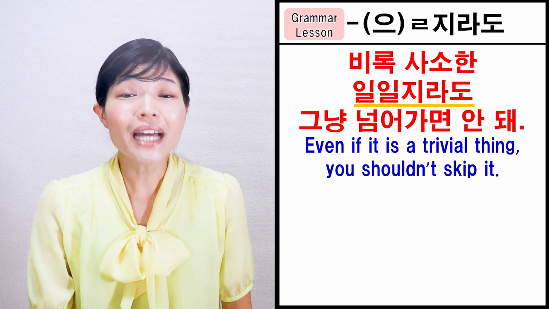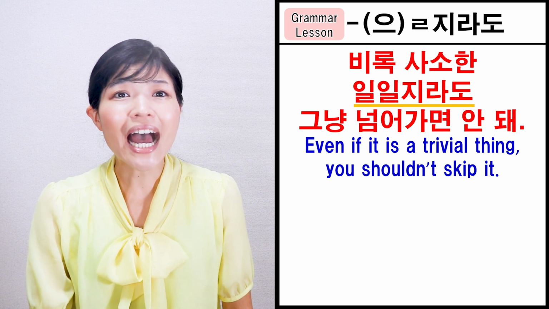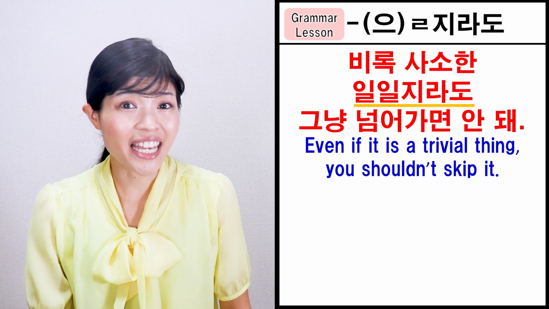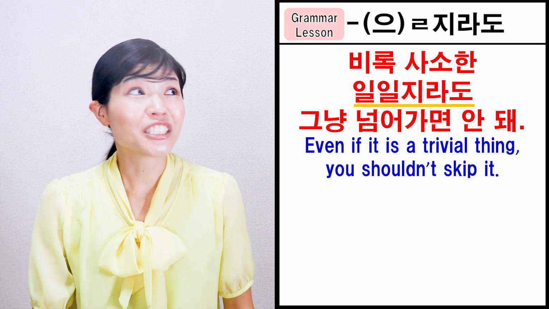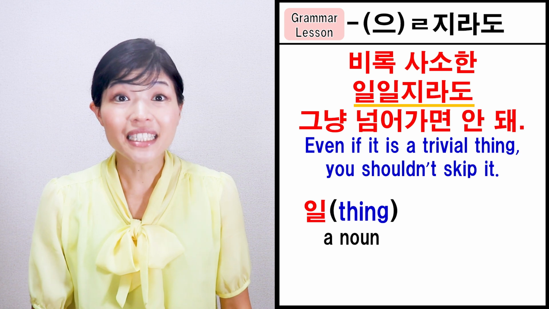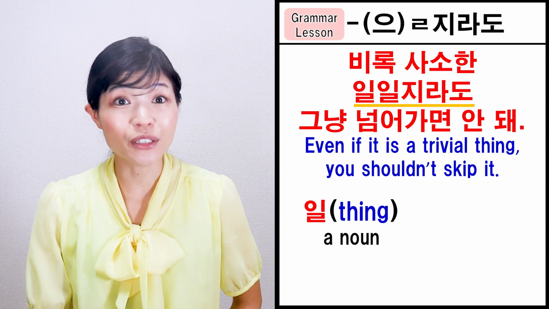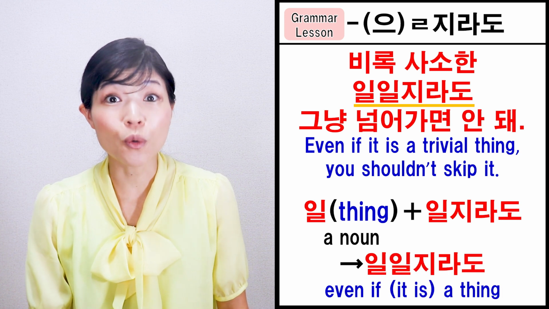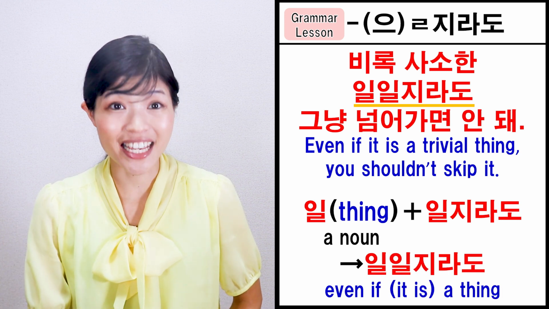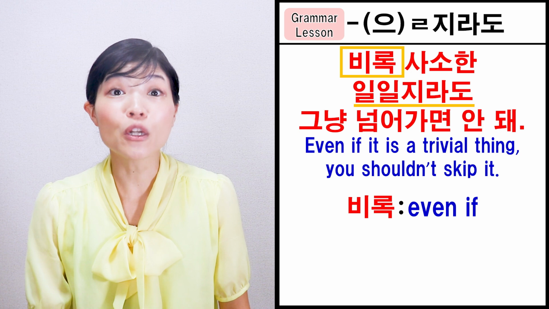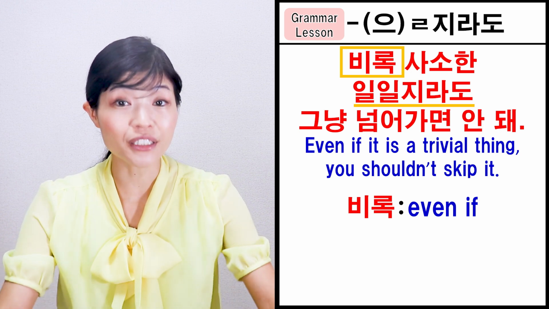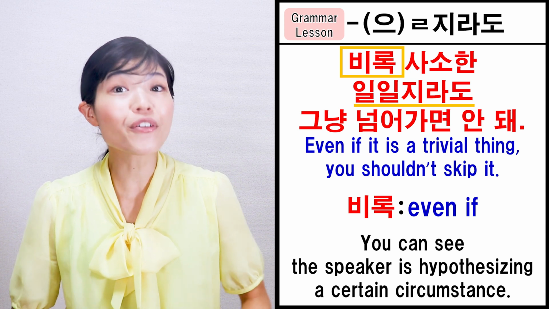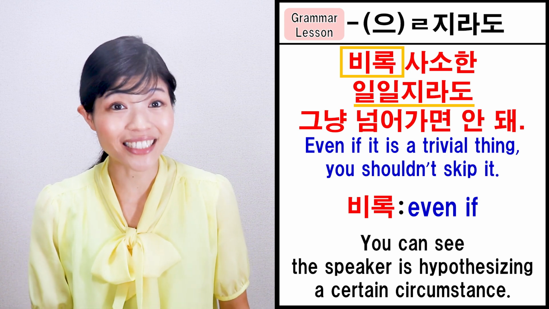비록 사소한 일일지라도 그냥 넘어가면 안 돼. Even if it is a trivial thing, you shouldn't skip it. That's so true, right? Here, since 일, a thing, is a noun, you add 일지라도 to make 일일지라도, even if it is a thing. Also, this sentence has 비록, even if, in the front, right? Therefore, you can see the speaker is hypothesizing a certain circumstance.